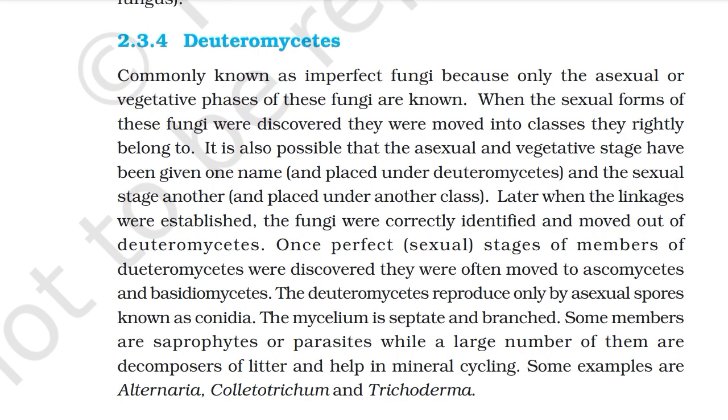Once perfect sexual stages of members of Deuteromycetes were discovered, they were often moved to Ascomycetes and Basidiomycetes. The Deuteromycetes reproduce only by asexual spores, known as conidia. The mycelium is septate and branched. Some members are saprophytes or parasites, while a large number of them are decomposers of litter and help in mineral cycling. Some examples are Alternaria, Colletotrichum, and Trichoderma.